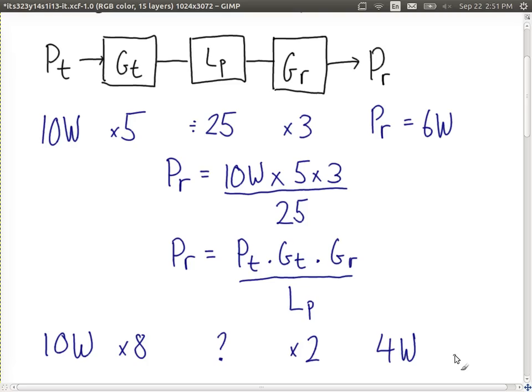Start with 10 watts. We know the characteristics of both of our antennas. We also know the receive power. What's the path loss? Use the same equation to find the path loss. Anyone have an answer? Which is?